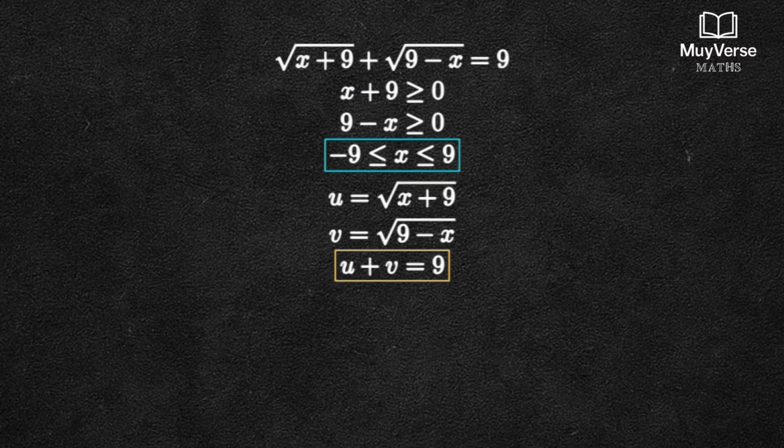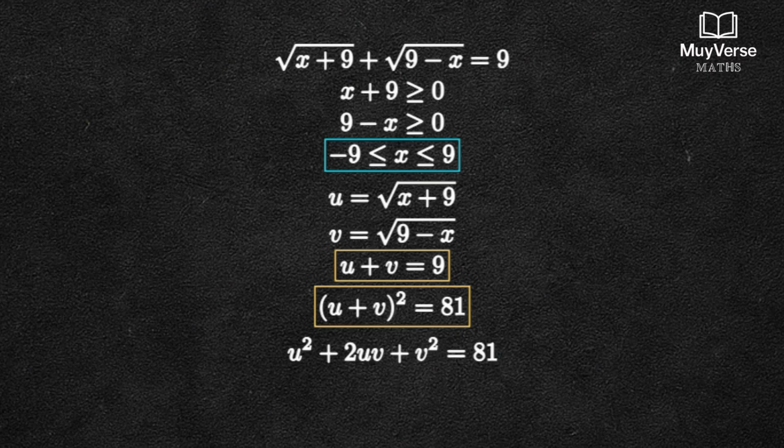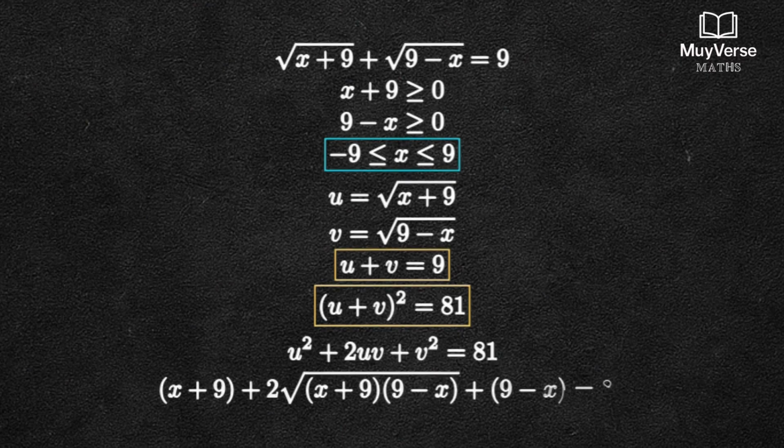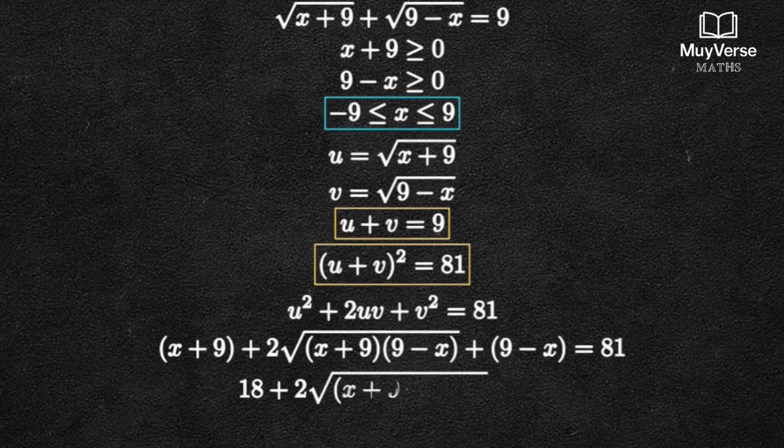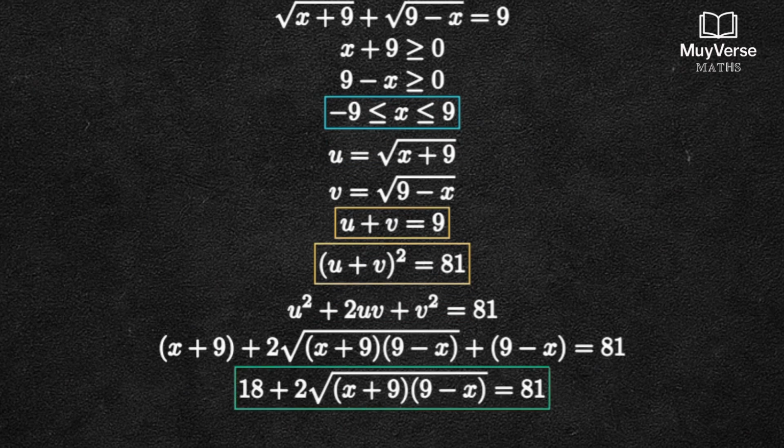Step 3. Square once. We square u plus v equals 9 to get (u plus v) squared equals 81. Expanding gives u squared plus 2uv plus v squared equals 81. Replace u squared by x plus 9 and v squared by 9 minus x. Combine like terms to get 18 plus 2 times the square root of (x plus 9) times (9 minus x) equals 81.